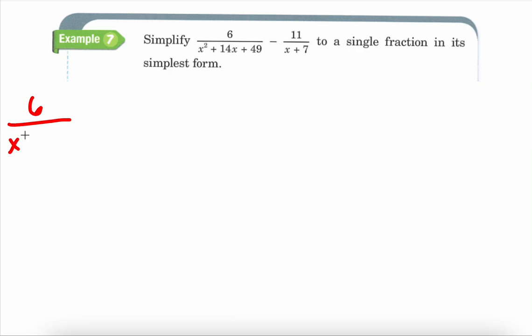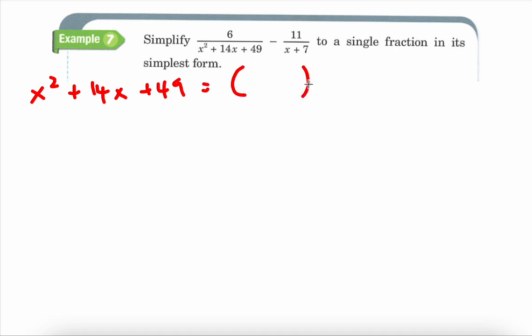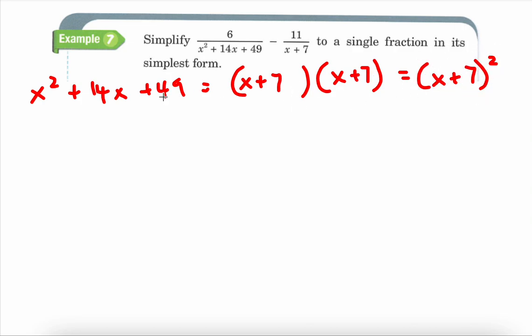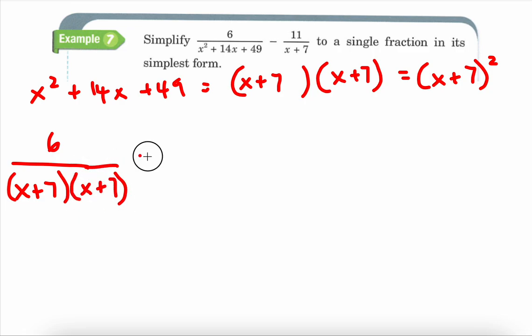Okay, so remember, we're going to factor x squared plus 14x plus 49 first. That would become x plus 7, actually, times x plus 7, or x plus 7 squared. Because 7 times 7 will get me that 49, and then I'll end up with 7x plus 7x, which will give me that 14x. Okay, so if I were to rewrite this problem now, I end up with x plus 7 times x plus 7 on the bottom, minus 11 over x plus 7.